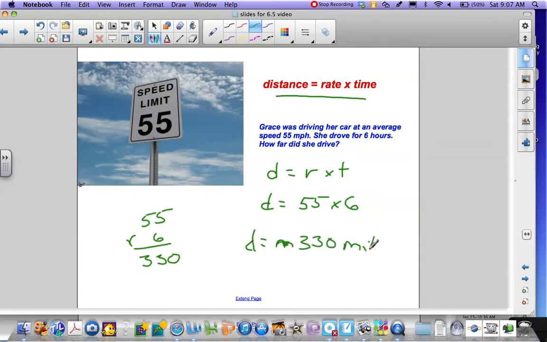Let's go back to the problem, make sure that makes sense. She was driving 55 miles per hour. She did it for 6 hours, so she went 330 miles. So in that one, we were looking for the distance. We can just multiply the rate by the time.